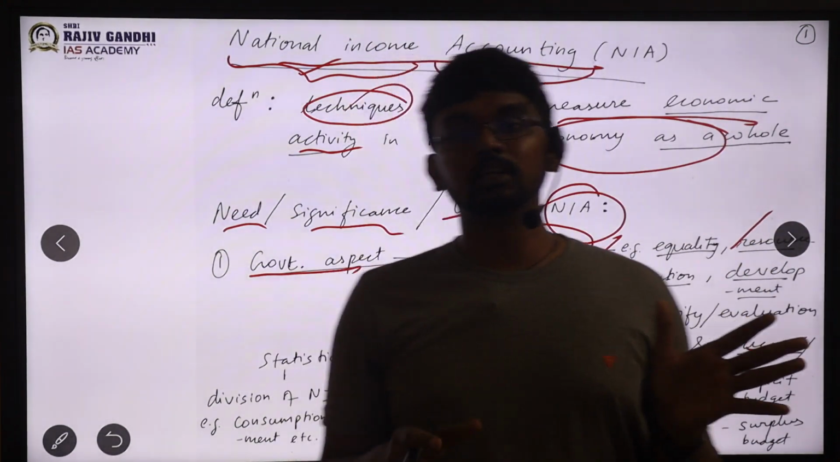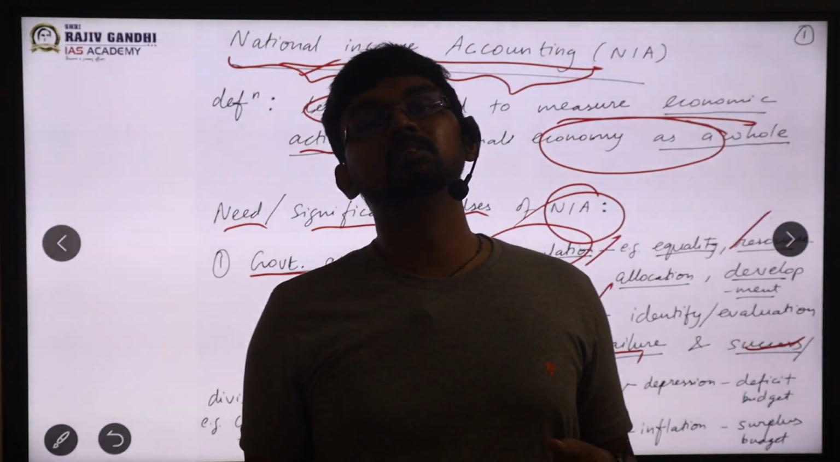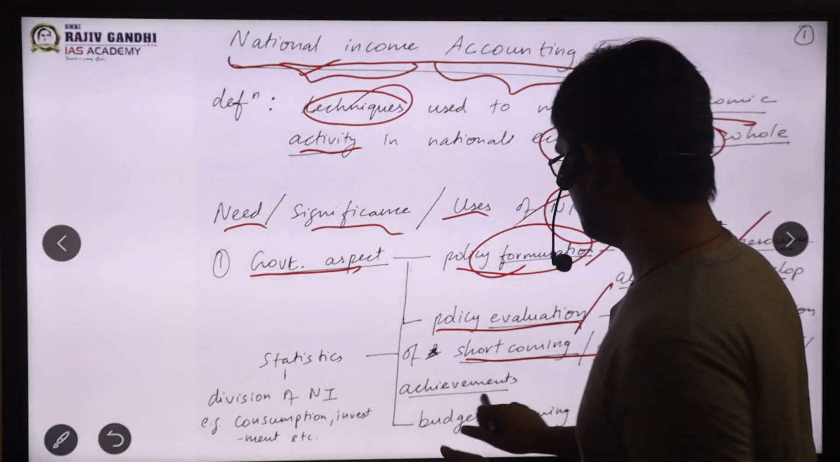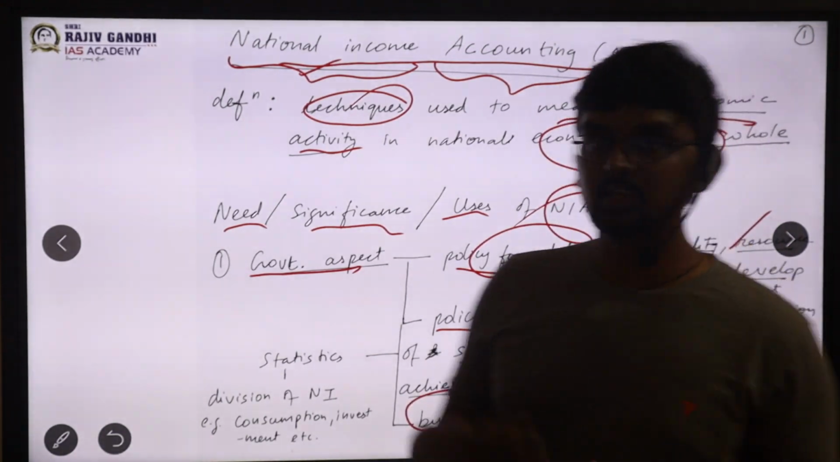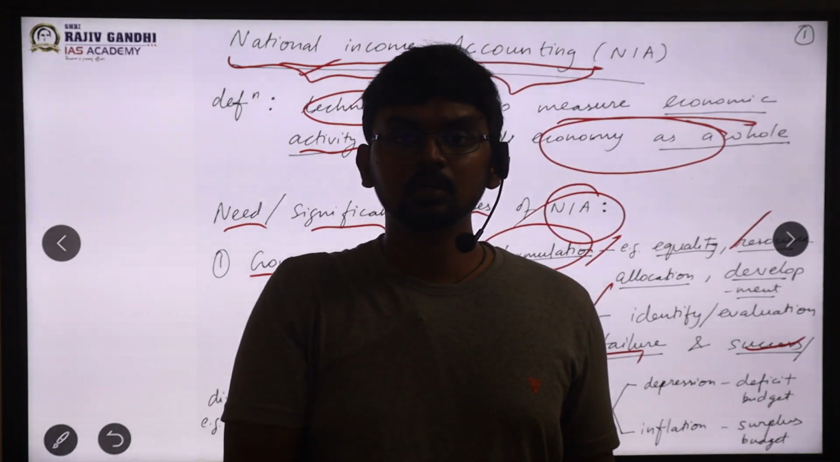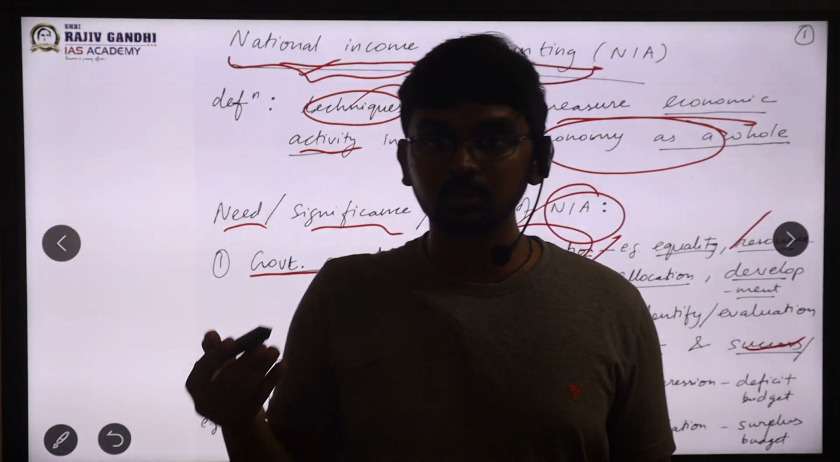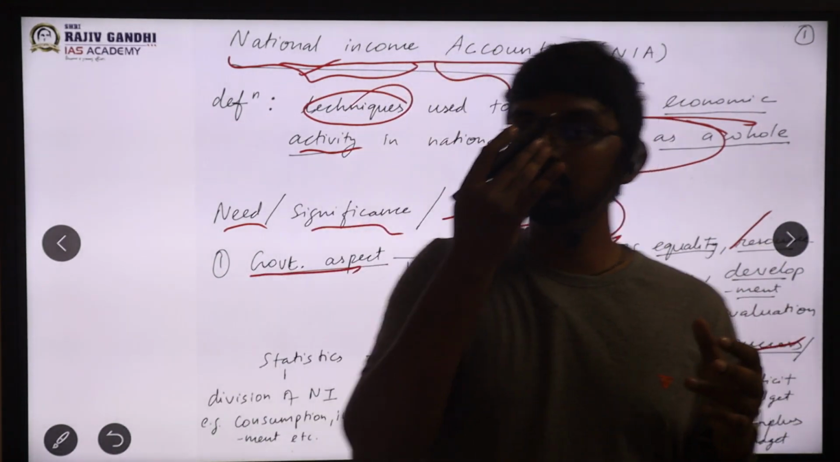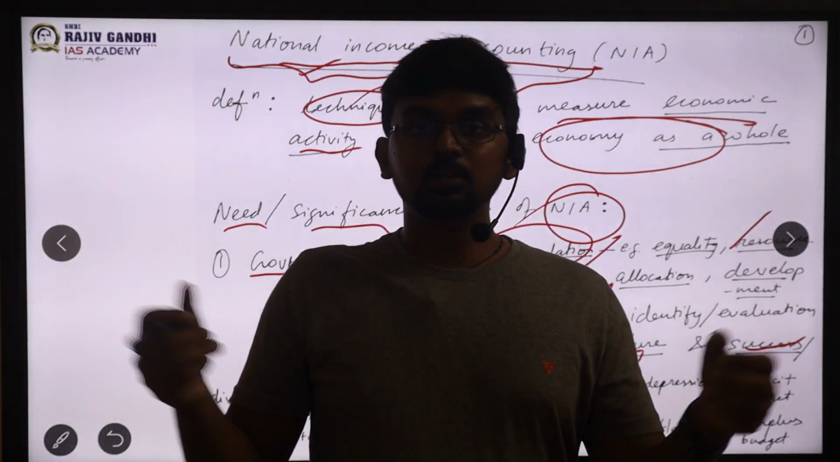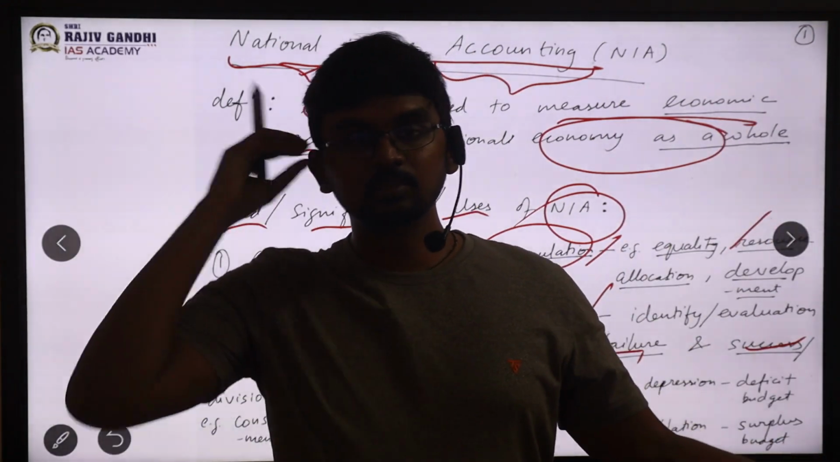Third important thing, sir: on an annual basis, national income accounting is needed for the budget. Why is government framing the budget? There will be year-wise problems. For example, last year there was corona, the COVID lockdown. So I have to make a budget tailored for that. There was a lockdown within the country, and externally also I was not able to trade.